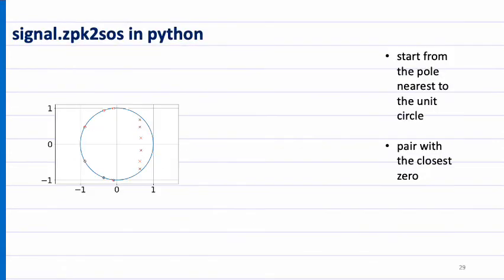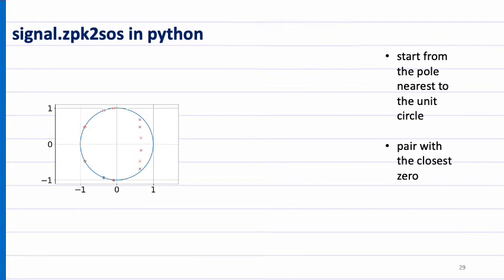So let's see how we do it in Python. In Python, there is a function called zpk2sos, which is a part of the signal library. Let us say on the pole-zero plot, I have got 6 poles and 6 zeros, right? So this is the scheme which zpk2sos uses. Start from the pole nearest to the unit circle, which means the topmost and the bottommost poles, and pair with the closest zero, and that will help you to minimize the peak or the overflow.